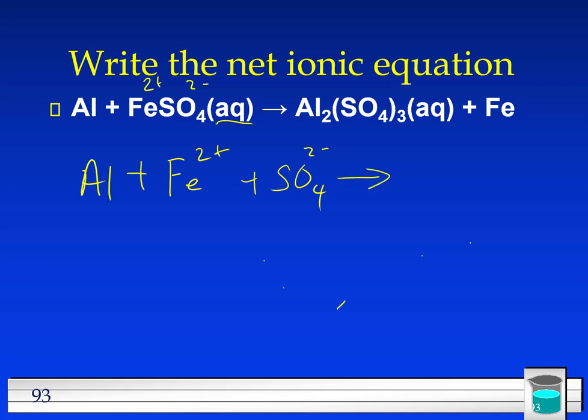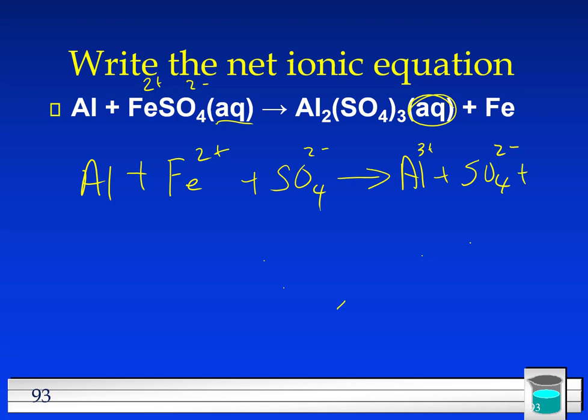On the other side, is there really Al2SO43? It says aqueous. So that means it's fallen apart. It's ionic, it's fallen apart. So the ions are Al3 plus and SO4 2 minus. Notice I didn't care how many there were. I just want to know what the ions were. So the only subscript I brought down was the one for SO4 because that stays together.